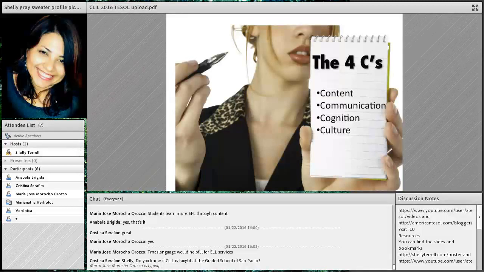In Europe, what they say is also that in CLIL there should be an integration of the four C's. So you have your content or your subject matter. What is your content? Is your content math? Is it science? Is it chemistry? Whatever the content is that you're teaching, you should be very familiar with the content.